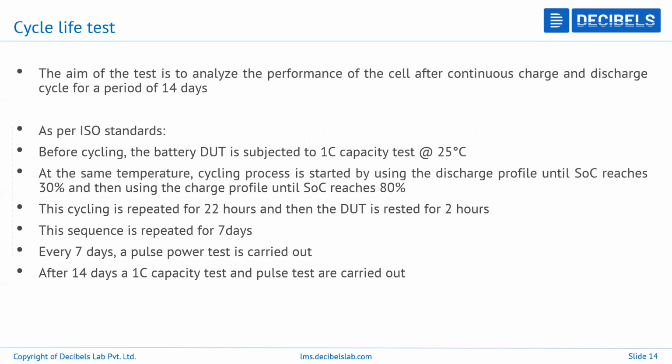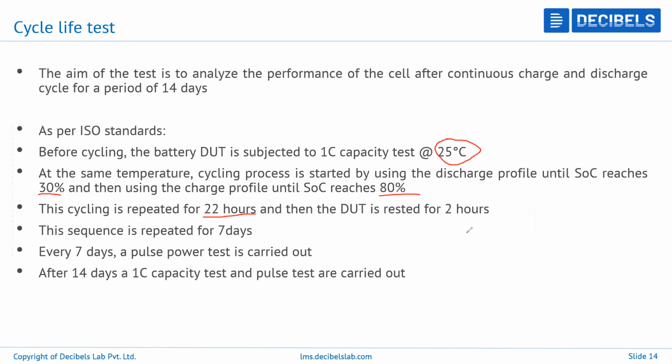We also have performance loss due to cycling, that is, charging and discharging cycling. Here the battery is first soaked, or kept, at 25 degrees Celsius, and then the cycling begins. A cycle means one complete charging and then discharging. This will continuously keep occurring between 80% charge and 30% charge: it is discharged to 30% and then charged again to 80%. This keeps repeating continuously for a period of 22 hours.